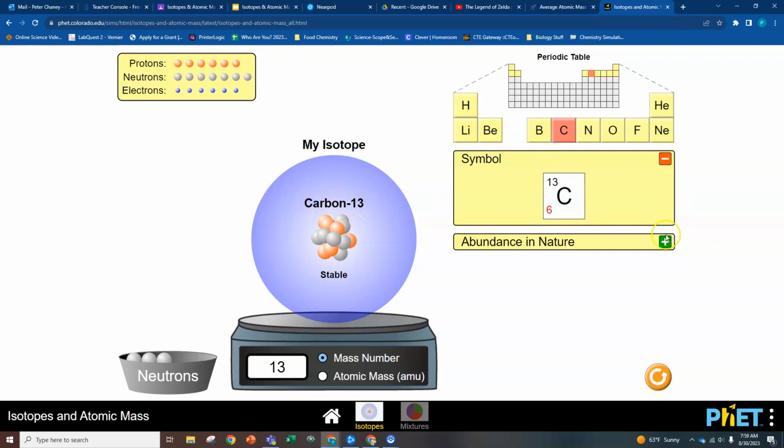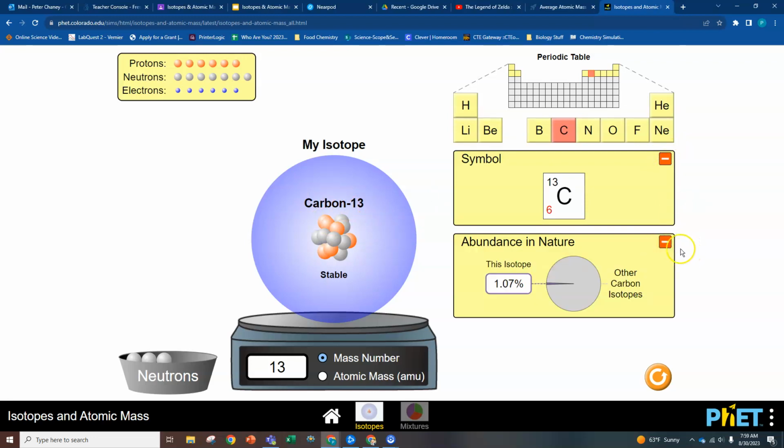I'm going to open up these boxes, and you can see that this particular isotope is kind of what they were saying with that other simulation. It's the more rare isotope in nature, 1.07%. We'll take that neutron away. We're back to carbon-12 stable, and this is the one that they said was 98%. This is the one that's in nature most often, carbon-12.